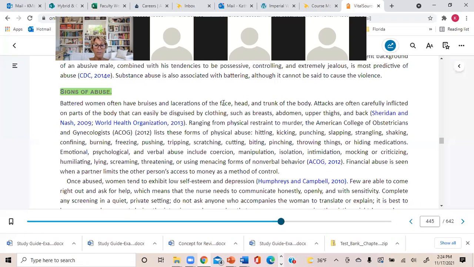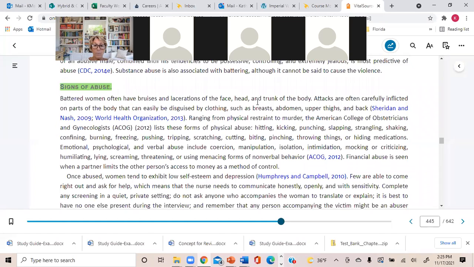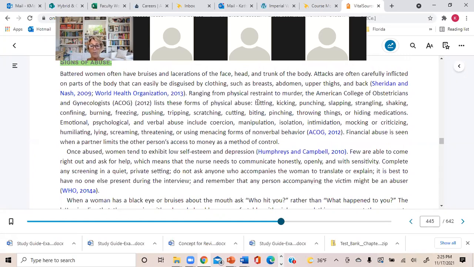Battered women often have bruises and lacerations of the face, head, and trunk of the body. Attacks are often carefully inflicted on parts of the body that can easily be disguised by clothing. What are the signs of abuse? Ranging from physical restraint to murder. Hitting, kicking, punching, slapping, strangling. Right there, all this right here. Physical abuse. What could it look like? Any of these.